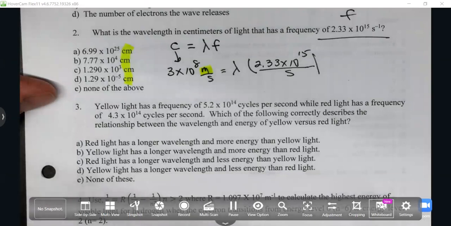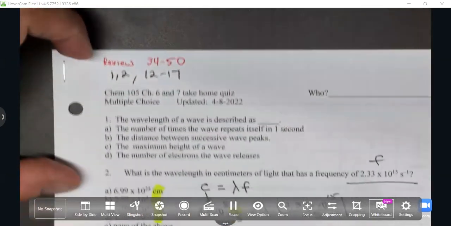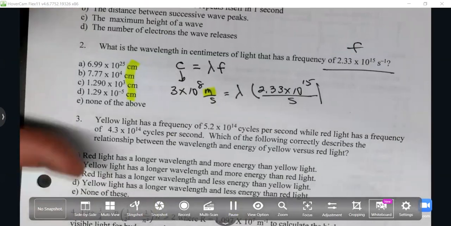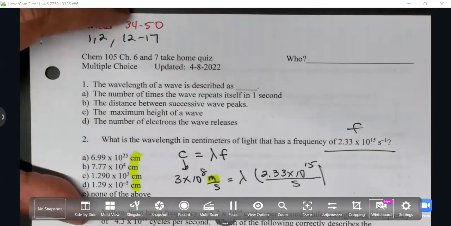Yes. 4, we haven't covered 4 yet, and I haven't assigned it yet. Yeah, we'll get to 4 here. Anything else on the quiz? Anything from the review, 34 through 50? Okay, all right.